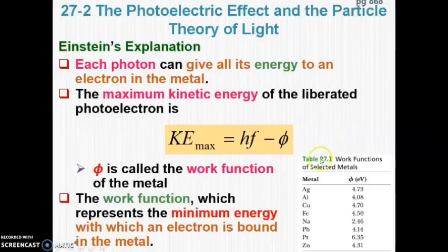So different metals have different work functions. When you look at table 27.1, the highest one here is Pt, and the work function is 6.35. Pt here is platinum. Okay, so next part.